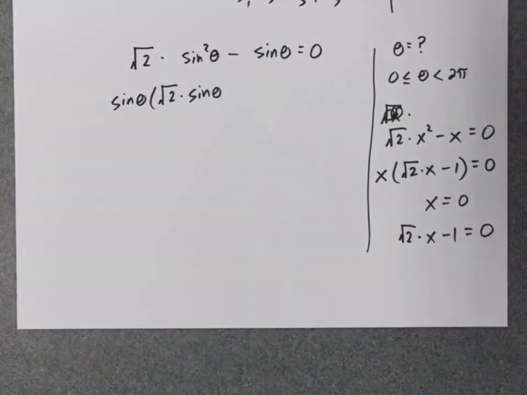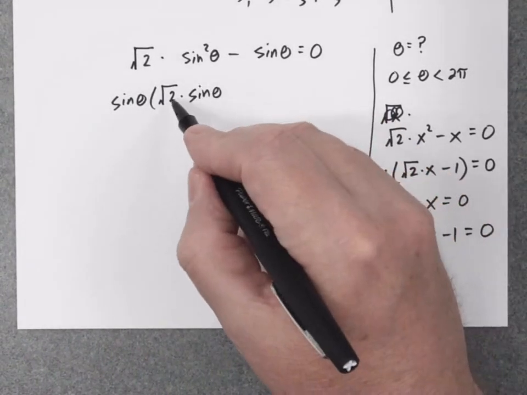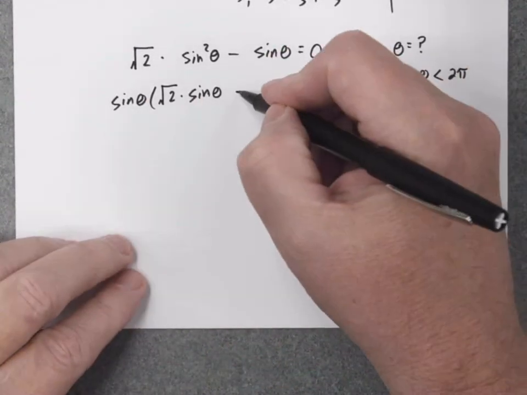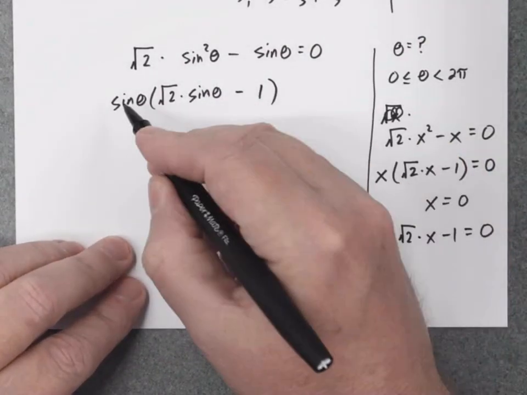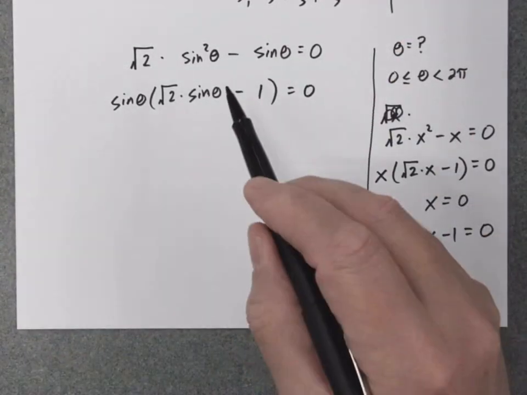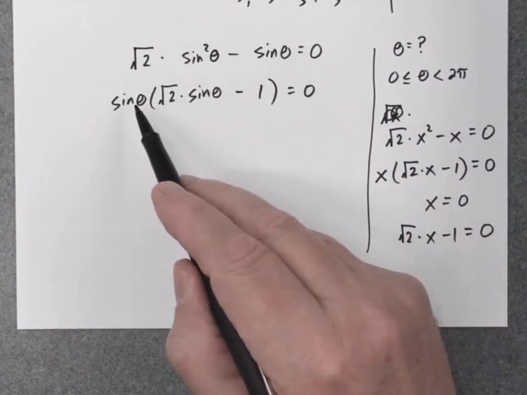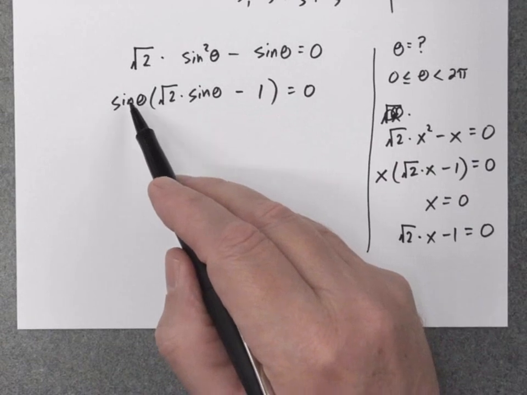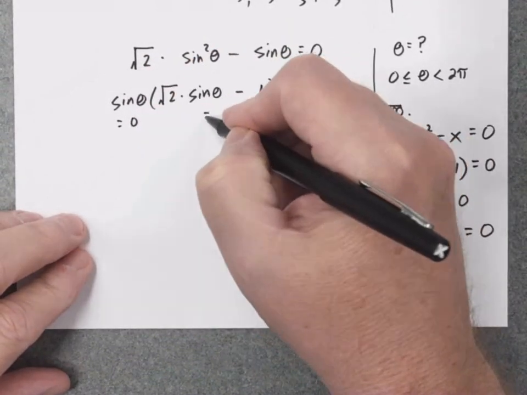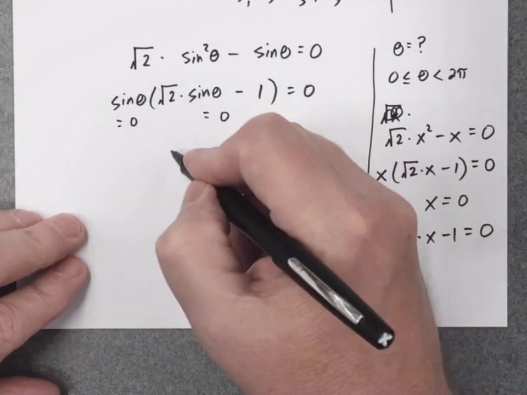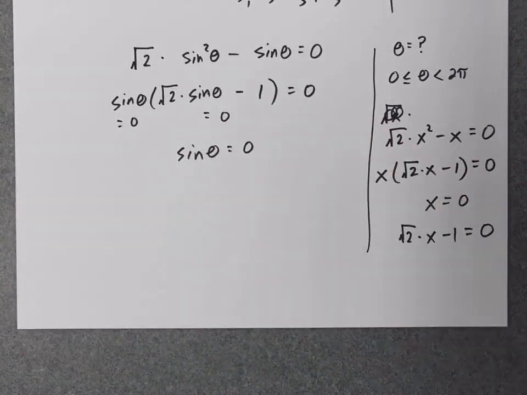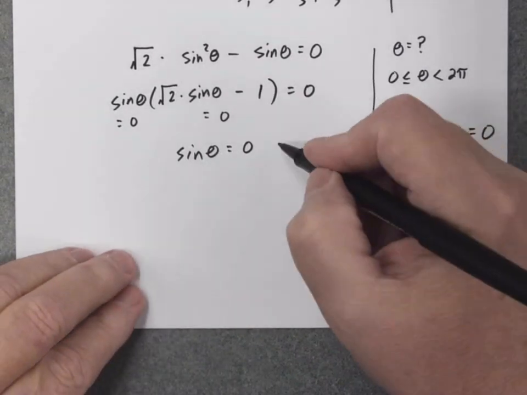So if it's been a while since you factored, what this is doing, it's saying if I take this times this, it's going to equal this first term. And if I take negative 1 times this, it's going to equal negative sine of theta. So once again, sine of theta is common in both these terms, so I can factor it out. And now, since I have sine of theta times this parenthesis, the solution is going to be when either one of these factors equals 0. So I need to take sine of theta set equal to 0, and I need to solve for theta. Matter of fact, I'll just do it right now.